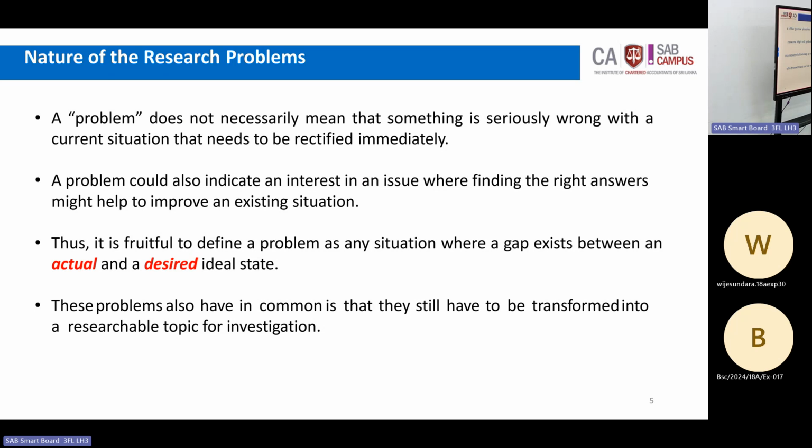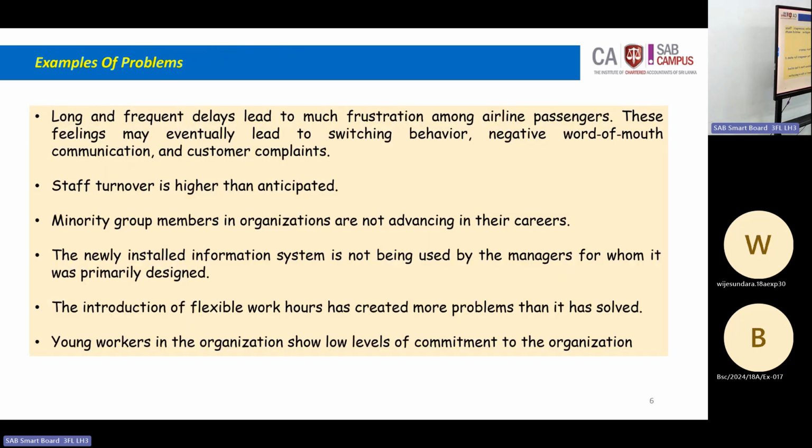So okay, we'll go to the given examples here. What is the first one? Yes, the first one. Frequent delays lead to much frustration among the airline passengers. So these are some examples for the problems, not research yet. What is the second one? Staff turnover is high than anticipated.